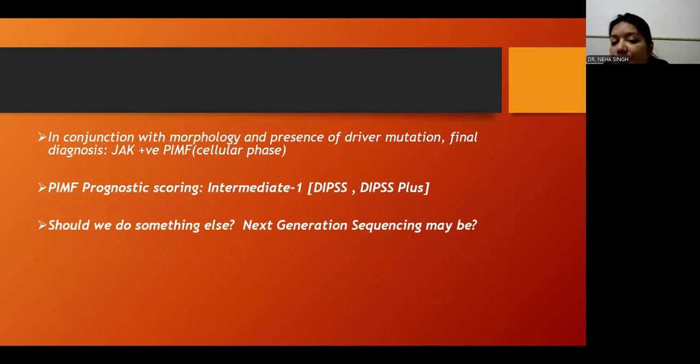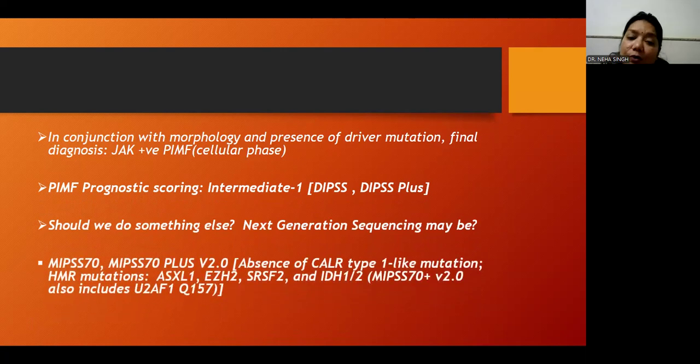Do you think NGS may help in this patient? So in PMF, there is a new scoring that has come, which is MIPSS70 and MIPSS70 plus. Plus again means you have karyotyping information available or not. So the MIPSS70 score includes absence of CALR type 1 mutation, high molecular risk mutations like ASXL1, EZH2, SRSF2, IDH1 and IDH2. If you are using MIPSS70 plus version 2.0, that also includes U2AF1 Q157.